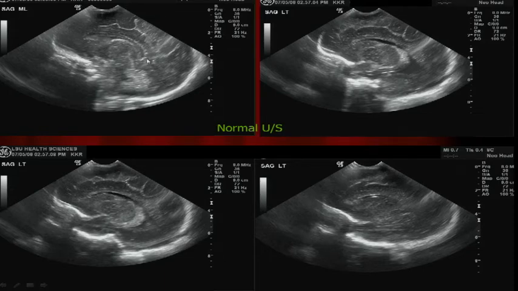If there is a black area in here, you want to put color on it because this is where your vein of Galen malformations would be, right in here. So if you see a black area here, make sure, because it could be a cyst, it could be a pineal cyst, it could be a cystic pineoblastoma. Children get pineoblastomas.